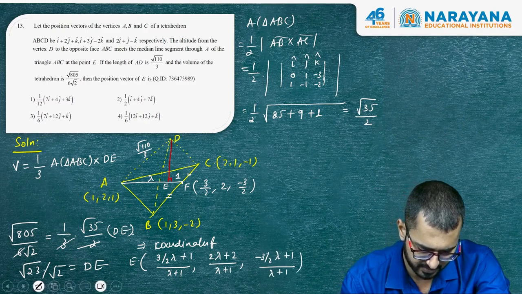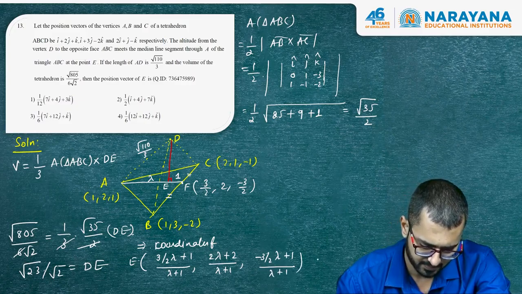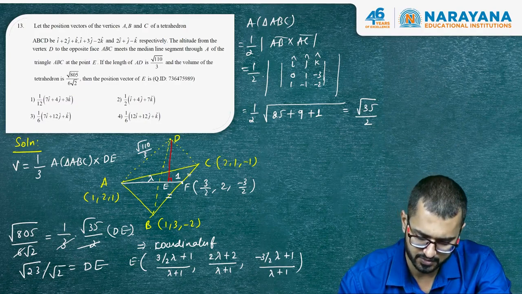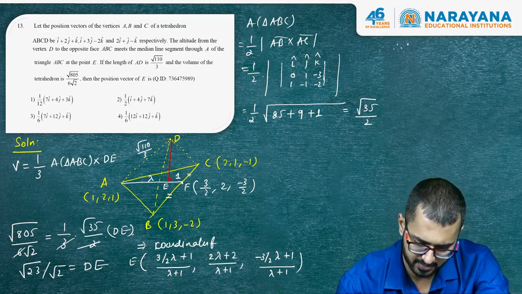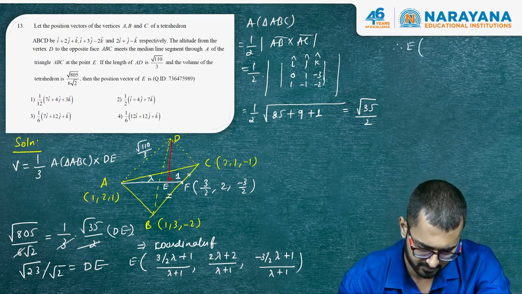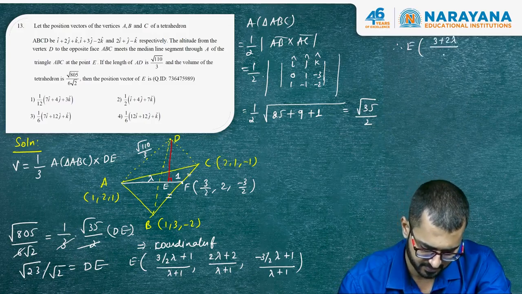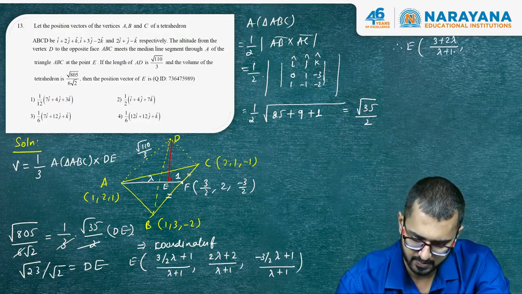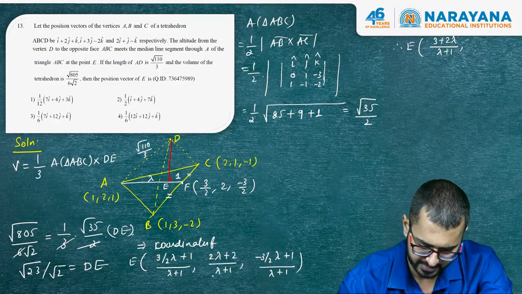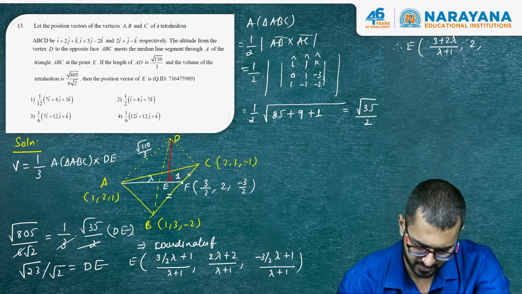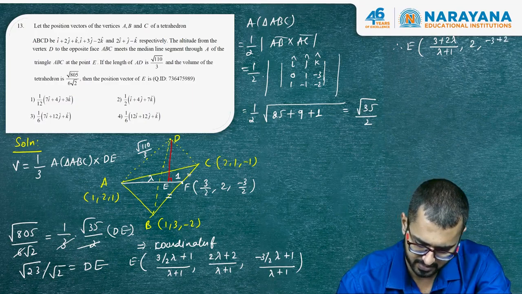This we can further simplify and write in a better form, so that it looks good. So I can write E to be (3 plus 2 lambda) over (lambda plus 1), comma 2, as this will get cancelled, and the next part will become (minus 3 plus minus 3 lambda) actually.